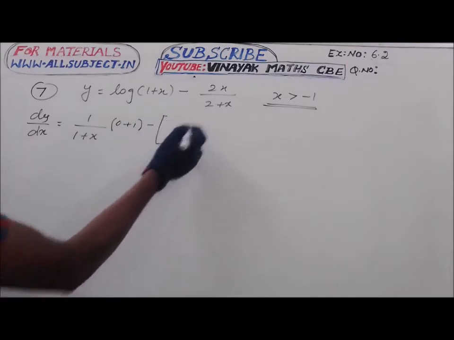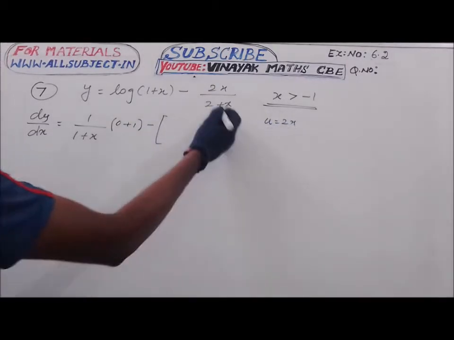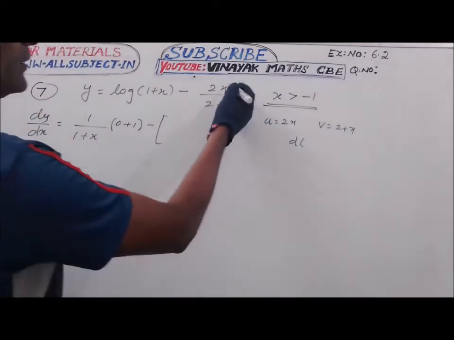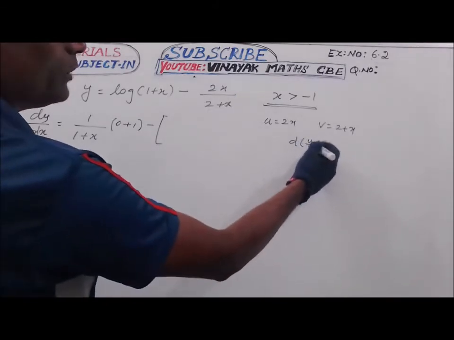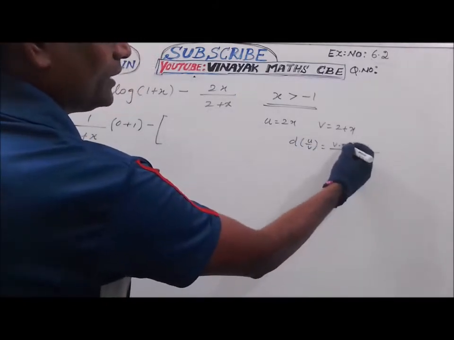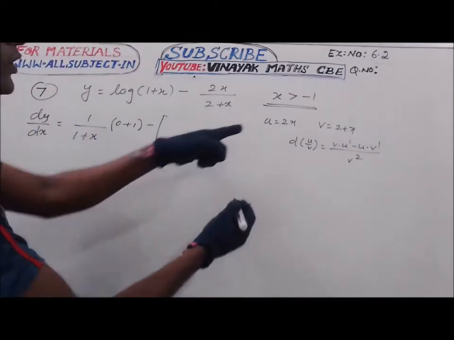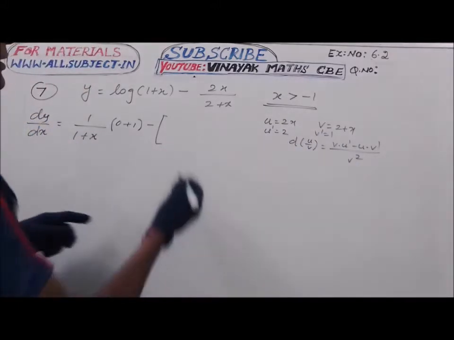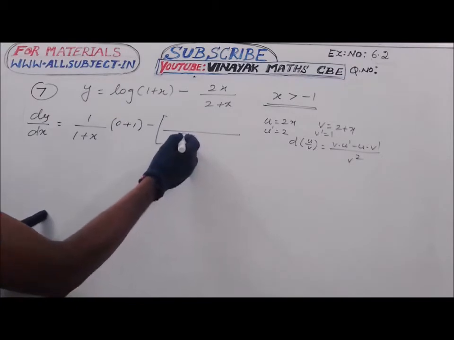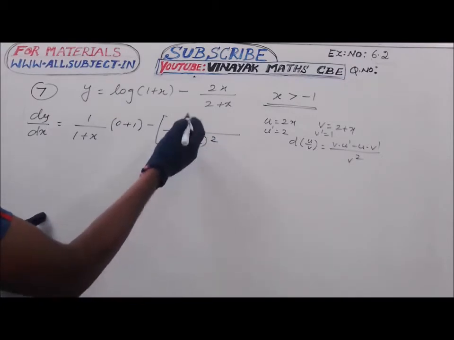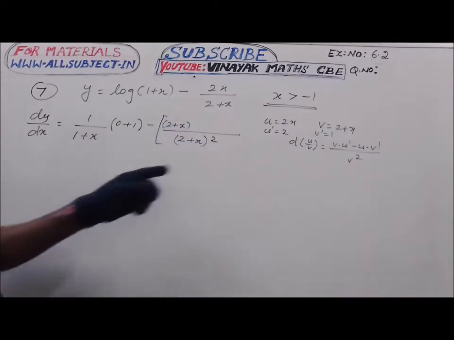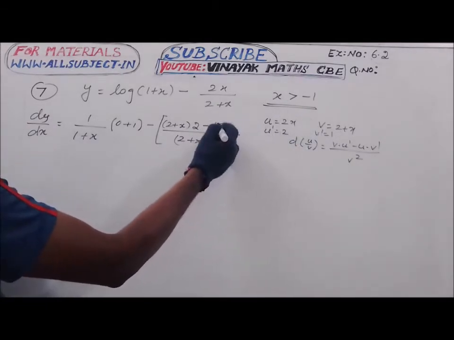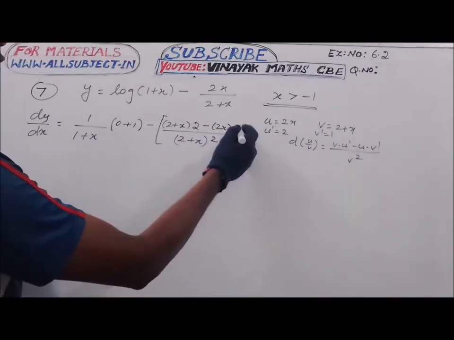Then minus, here u equal to 2x and v equal to 2 plus x. By the quotient formula, u by v derivative equals v into u dash minus u into v dash, over v square. So u dash is equal to 2 and v dash is equal to 1. Substituting in the formula, v square, that is 2 plus x whole square, then v into u dash is 2 plus x into 2, minus u into v dash is 2x into 1.